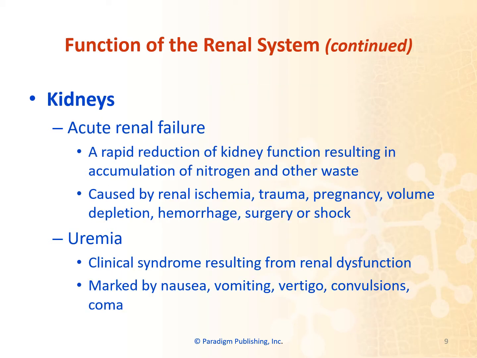Acute renal failure is a rapid reduction of kidney function resulting in accumulation of nitrogen and other waste. It's caused by renal ischemia, trauma, pregnancy, volume depletion, hemorrhage, surgery, or shock. Uremia is a clinical syndrome resulting from renal dysfunction. It's marked by nausea, vomiting, vertigo, convulsions, and coma.